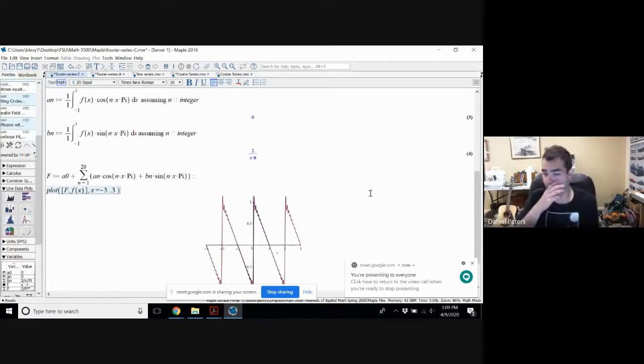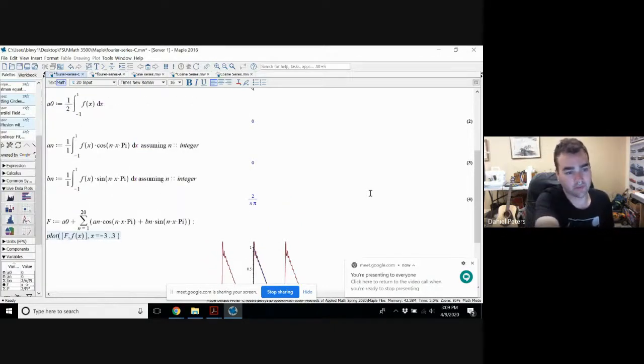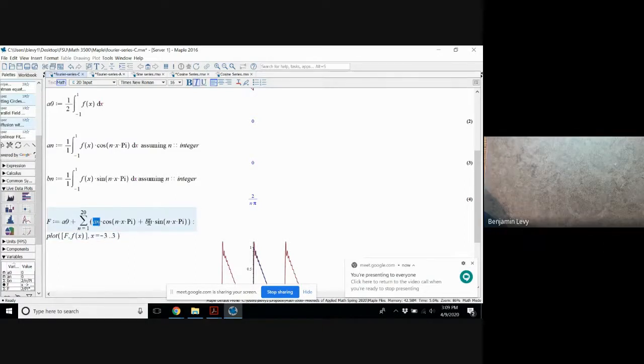Okay. So we're writing it out as an answer. We would just plug in all the coefficients that we got right above it. Yeah, that's right. So you would plug in 0, 0, and then 2 over n pi. Right. Okay. Cool. That's right.